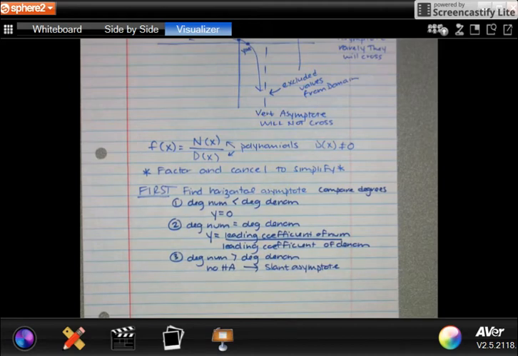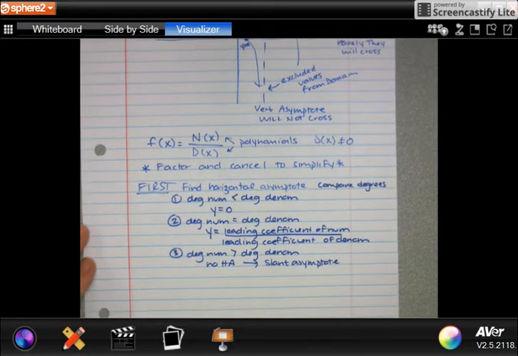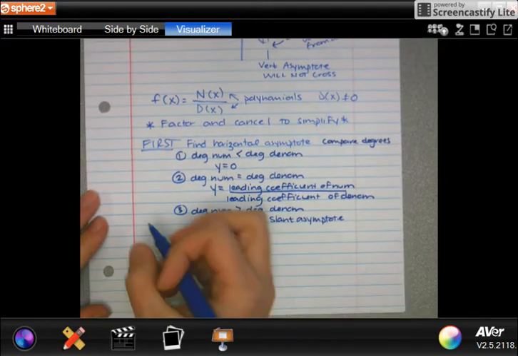So that last video cut off a little bit, but basically knowing if the degree of the numerator is greater than the degree of the denominator, we won't have a horizontal asymptote. There will be a slant one instead that we'll talk about next week. So after you identify the horizontal asymptote, now you're going to factor.